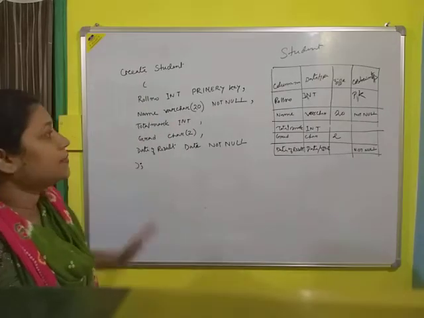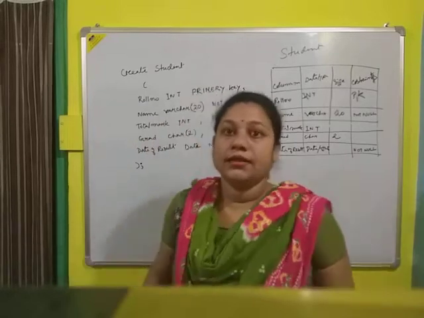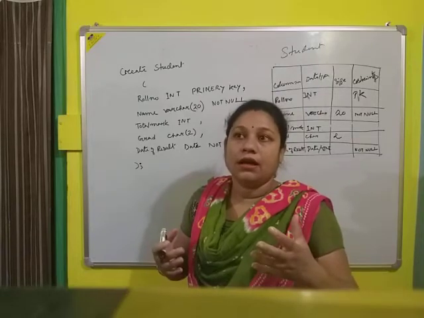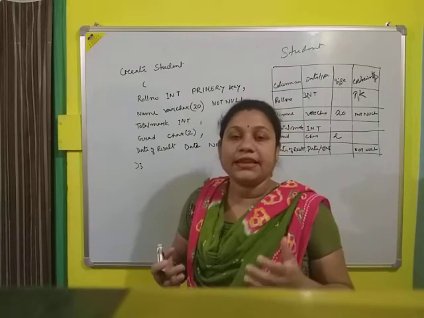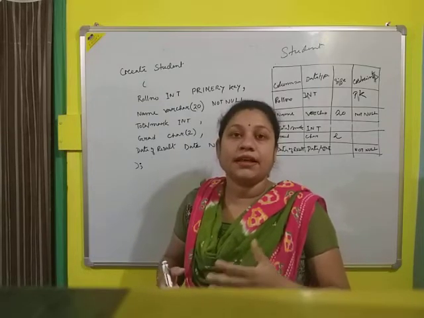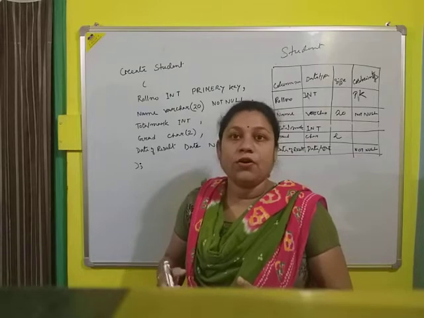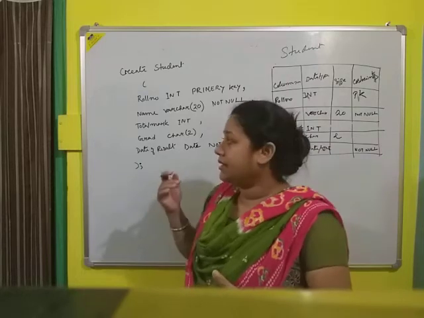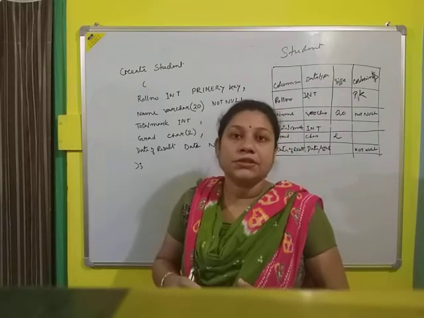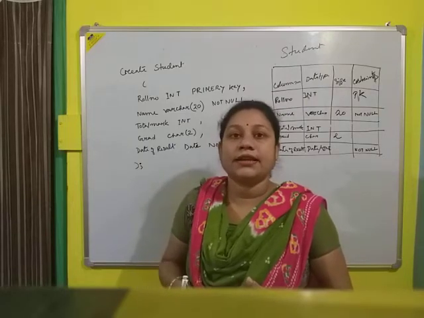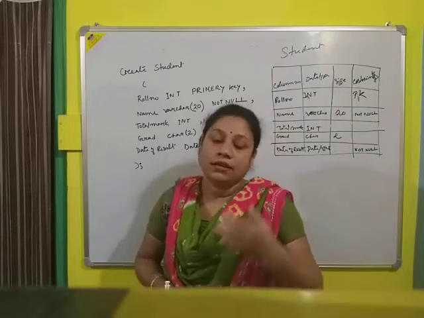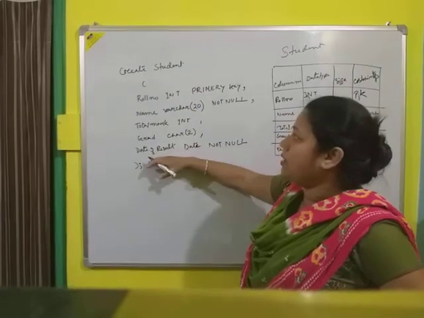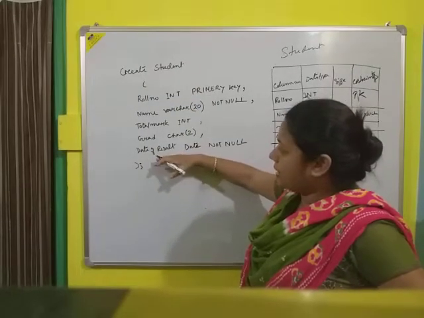So this is the structure of the table. Actually, at the time of the creation of the table, we create the structure of the table. There we specify the field names along with their data types and some constraints. Okay, so here in this table structure we are using two constraints, one is primary key and the other is not null.